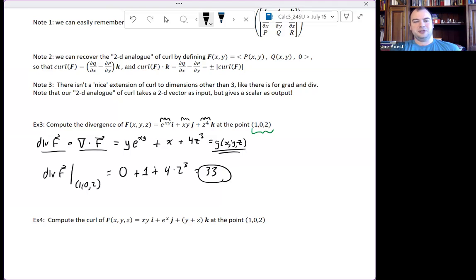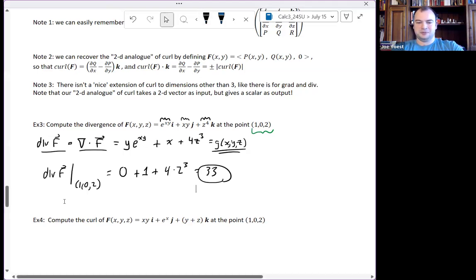But the conceptual things are where some of the hiccups can happen. That the divergence takes as input a field, gives as output a scalar function that we can evaluate if we want to. And this is saying that at the point 1, 0, 2, that's acting like a source. It seems like there's more field flowing out of that point than flowing into it.